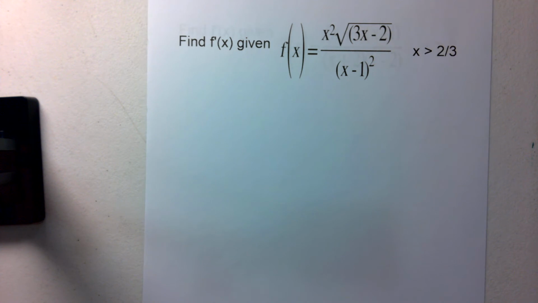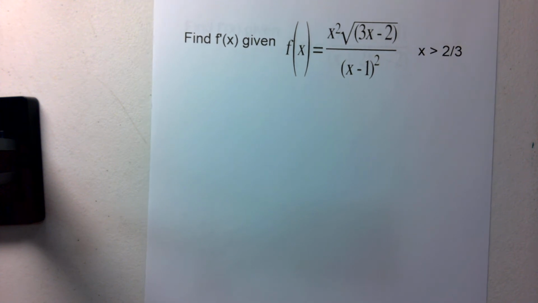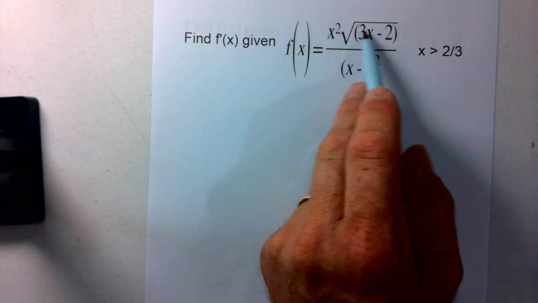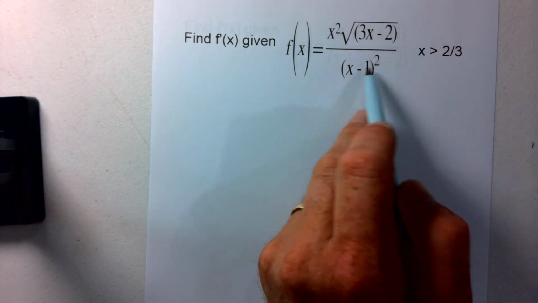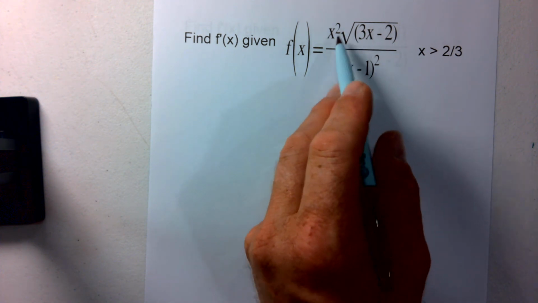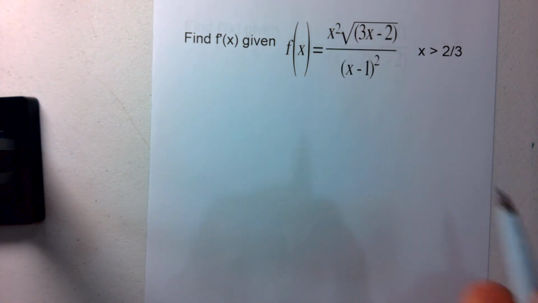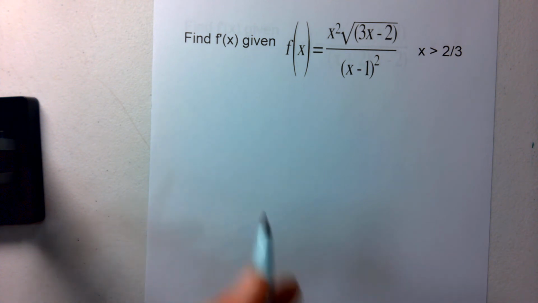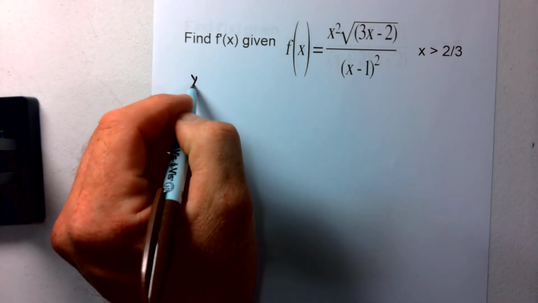Alright, here's our next example. We're given f of x equals x squared radical 3x minus 2 over x minus 1 squared, and x is going to be greater than 2/3. Again, not a major thing there, but something that we do need to think about. As I look at this, we could do a product rule in the numerator, and we have a quotient rule. So who wants to do a big quotient rule with a power rule or a product rule inside it? Not going to be something that we're going to enjoy doing.